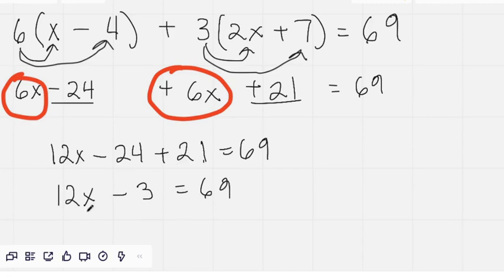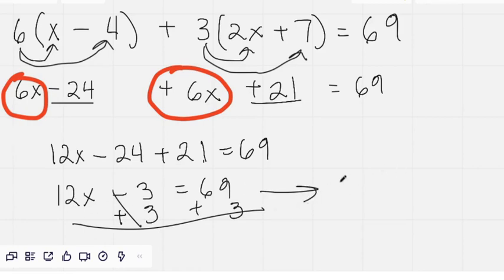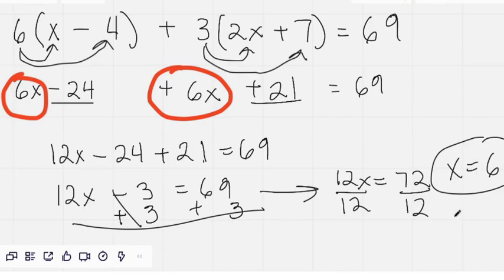And then to isolate this x, this is a minus 3, so we add 3 to both sides. 12x equals 69 plus 3, that's 72. And you divide both sides by 12. Now x is equal to 6. So that's your answer.